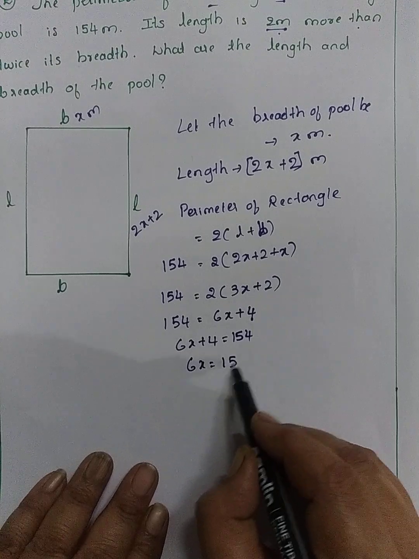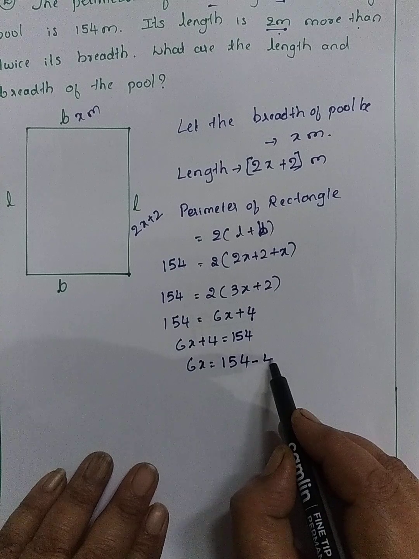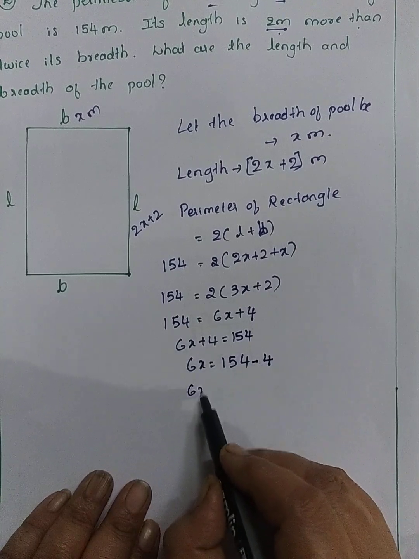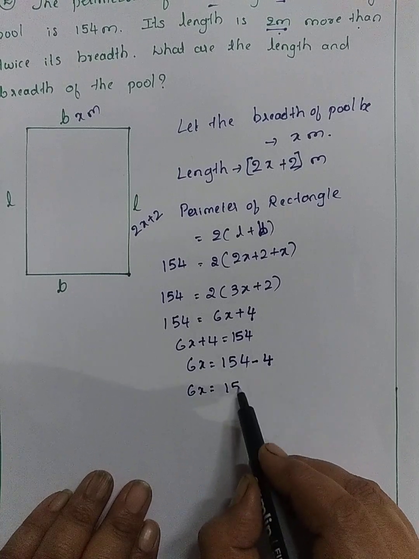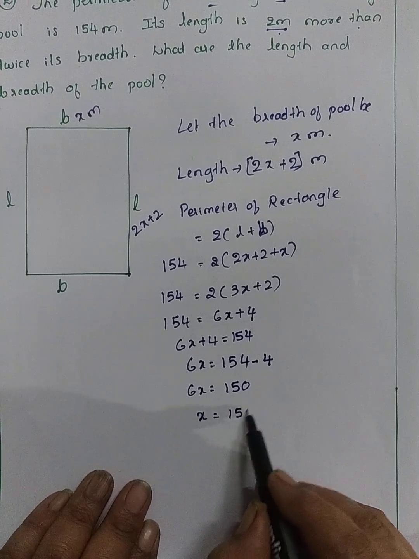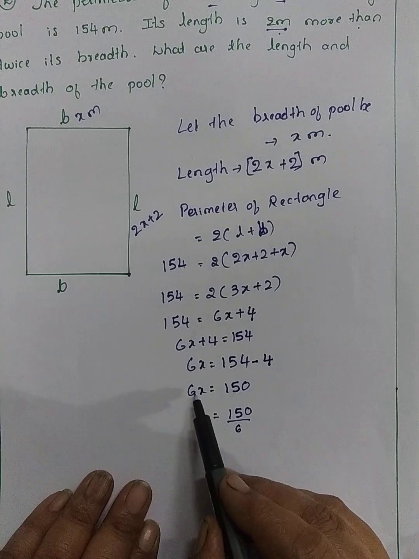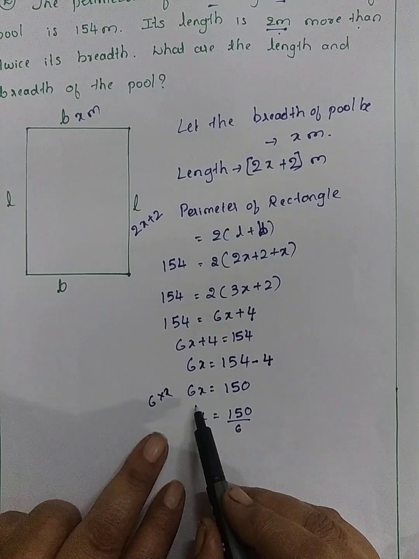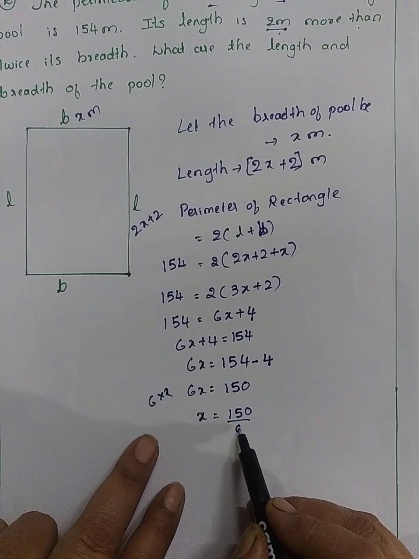Now transfer this plus 4 to the RHS. Plus 4 will become minus 4. That is 6x equal to 154 minus 4, which is 150. So x equal to 150 divided by 6, because 6x is 6 into x, so it is in the LHS. When it comes to the RHS, it will become divided by.